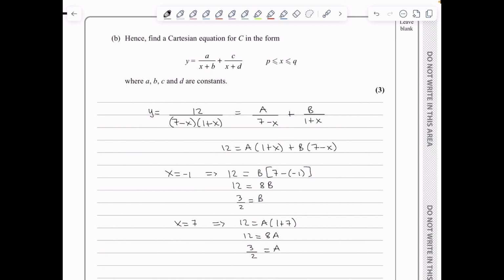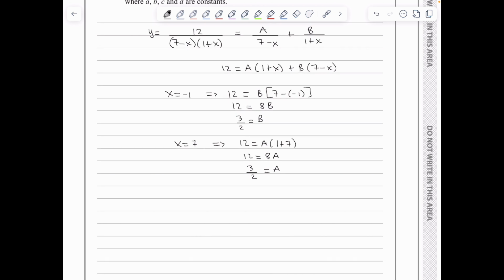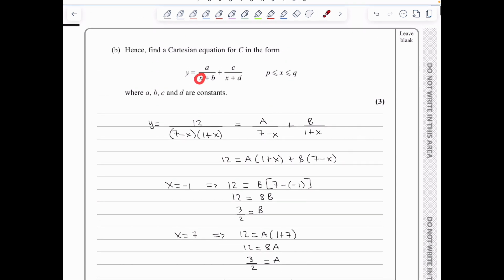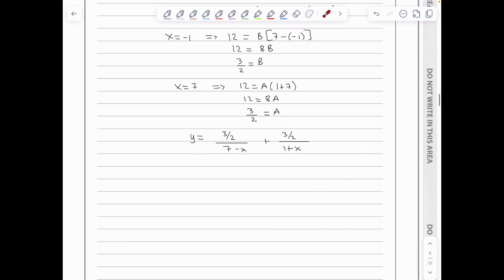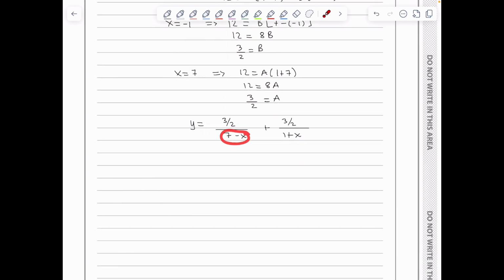And the only thing missing is for me to write down everything together. So we've got y is equal to (3 over 2) over (7 minus x) plus (3 over 2) over (1 plus x). Well, if we notice the question speaks about x appearing first in the denominator, so I'll make a small change here because I've got 7 minus x in the denominator here. I will be multiplying top and bottom by negative 1, leading to y is negative (3 over 2) over (x minus 7) plus (3 over 2) over (x plus 1) in order to match the exact same form that the question is proposing.